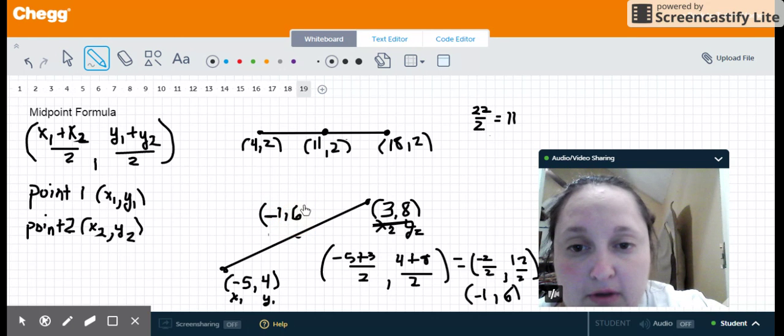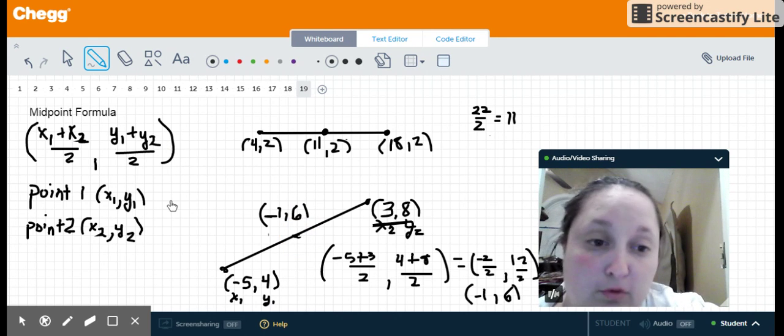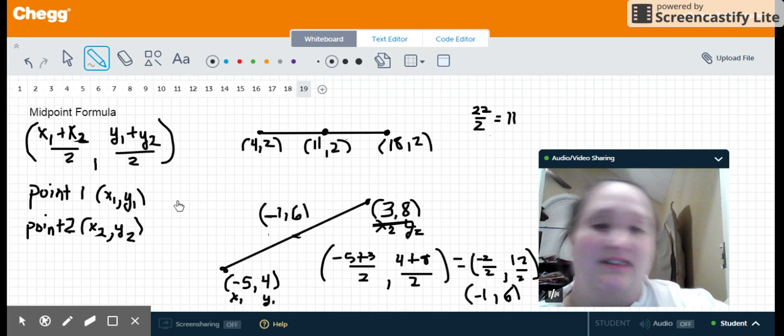So now what we have done is we have found the midpoint of a horizontal line and a diagonal line using the midpoint formula, or what I like to call a set of averages.